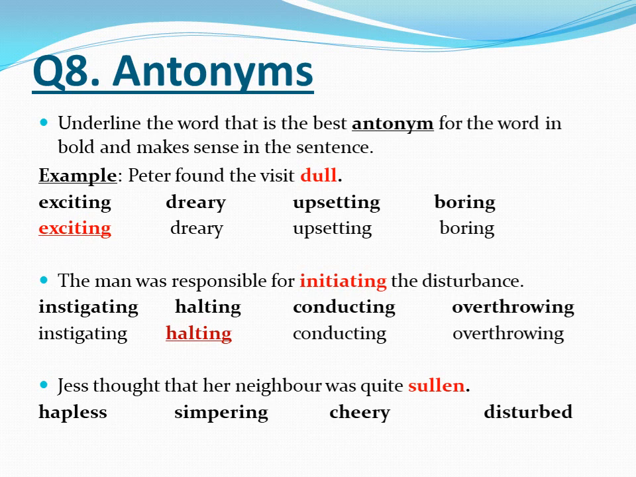The last one, Jess thought that her neighbor was quite sullen. Sullen means bad tempered, and the options given are hapless, simpering, cheery, and disturbed. Hapless means unlucky, simpering means irritating, cheery means happy and optimistic, whereas disturbed means interrupted or disconnected. So the opposite of sullen should be cheery. So Jess thought that her neighbor was quite sullen.